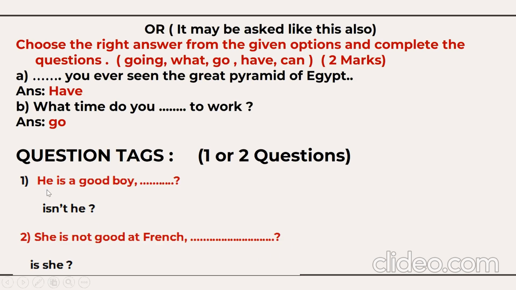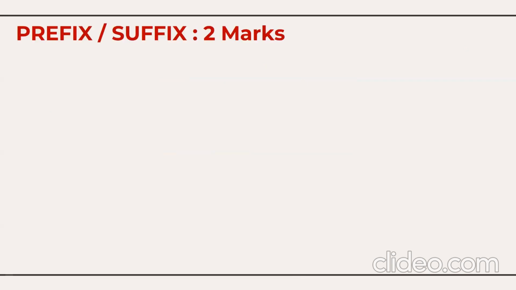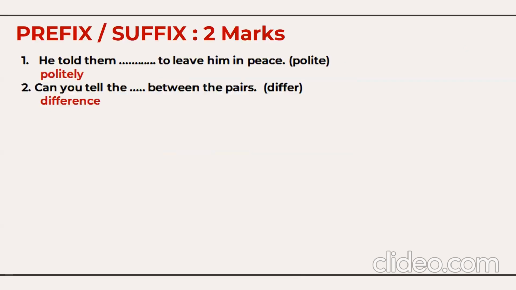If the sentence is positive, your question tag is negative. Copy the helping verb from here, write the short form of not. If the sentence is negative, your question tag is positive. It's very simple. So question tag for 2 marks. Next, you have here prefix or suffix. Prefix or suffix, that's again for 2 marks.